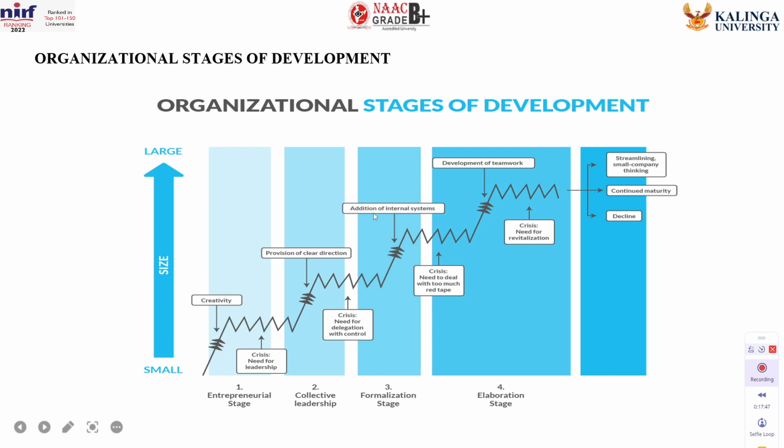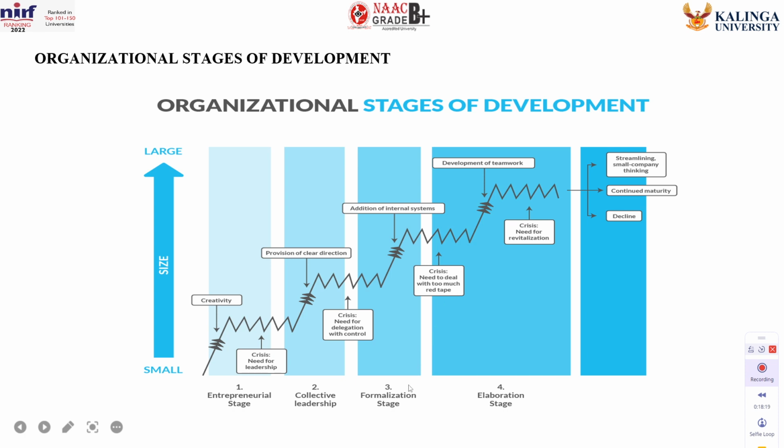In the formalization stage, we have the addition of internal systems, and the crisis will be the need to deal with that. So here again the need for delegation with control will be there. And in the elaboration stage, again the development of a framework will be there, and there will be a crisis related to the need to deal with too much red tape.